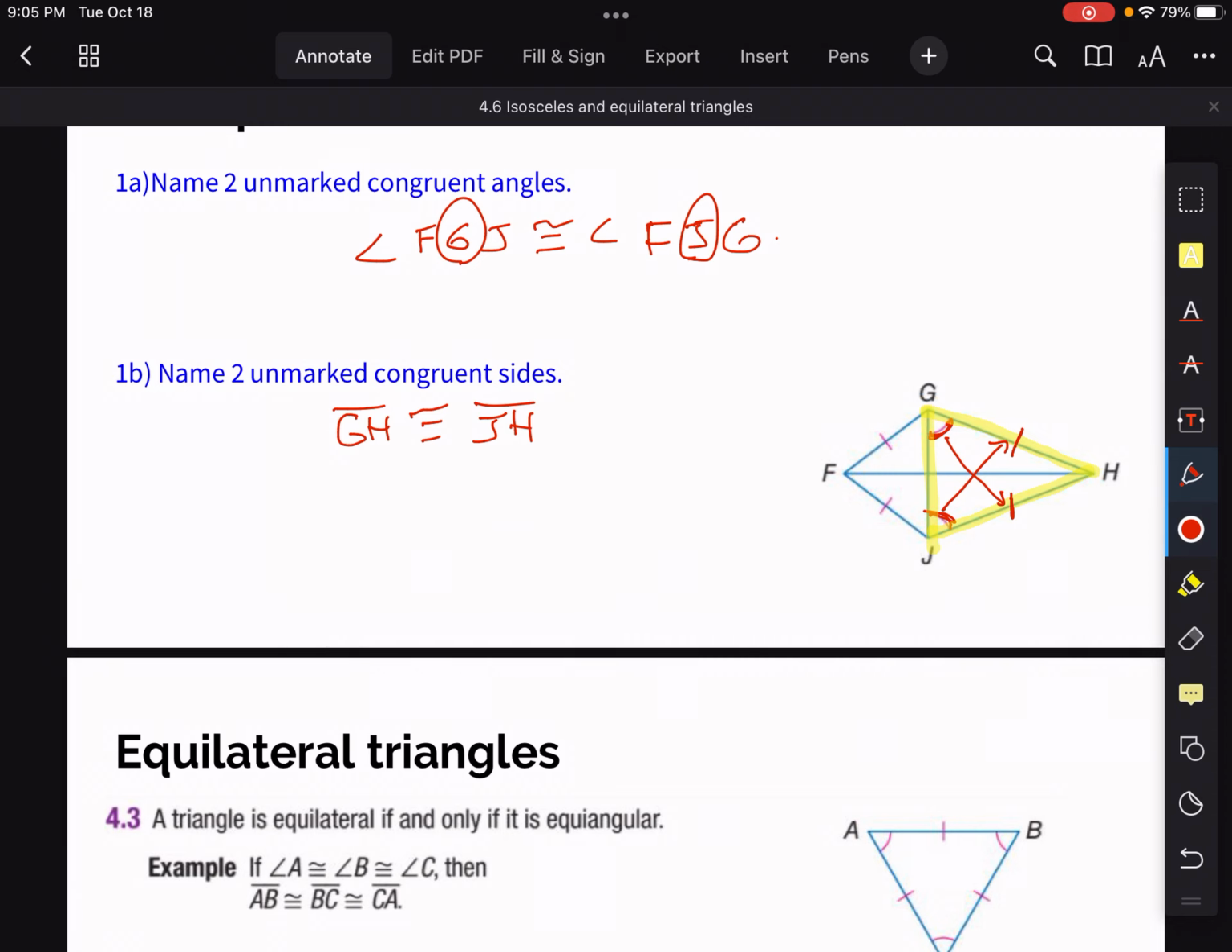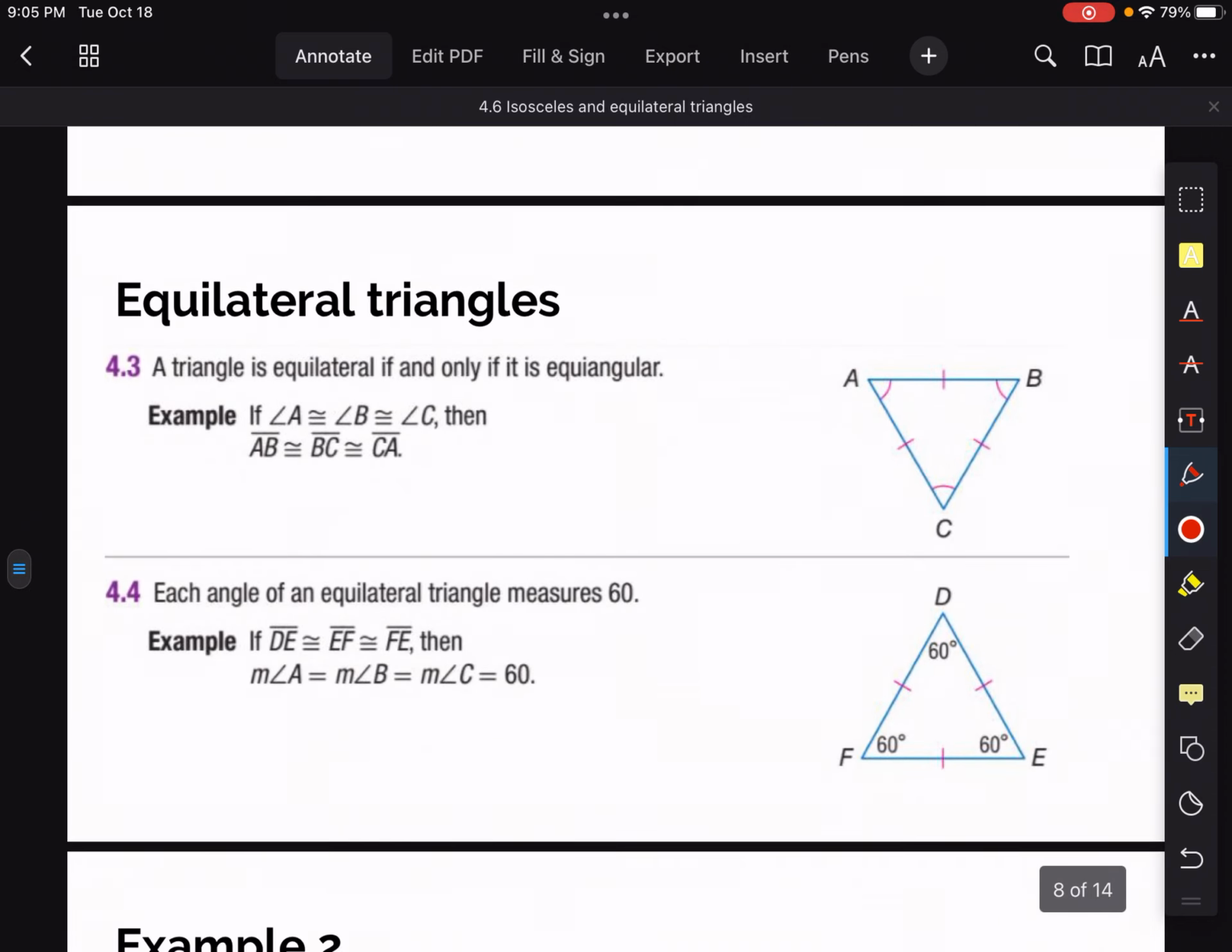Okay, so let's keep cruising here. The equilateral triangles. Equilateral just means equal side length and equal angles. So that's what these two theorems are saying, is that if a triangle is equilateral, then it's also equiangular.